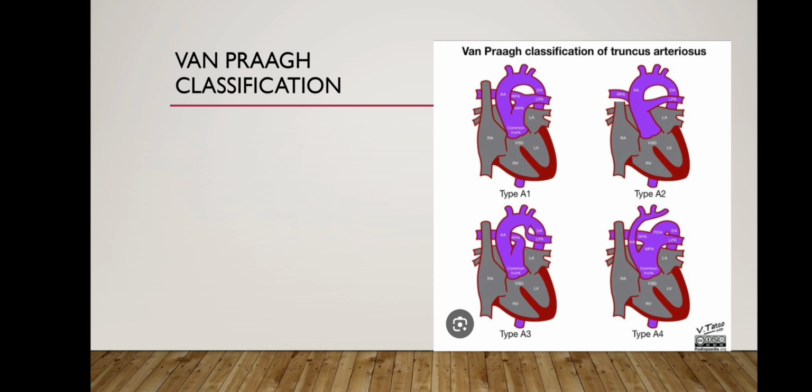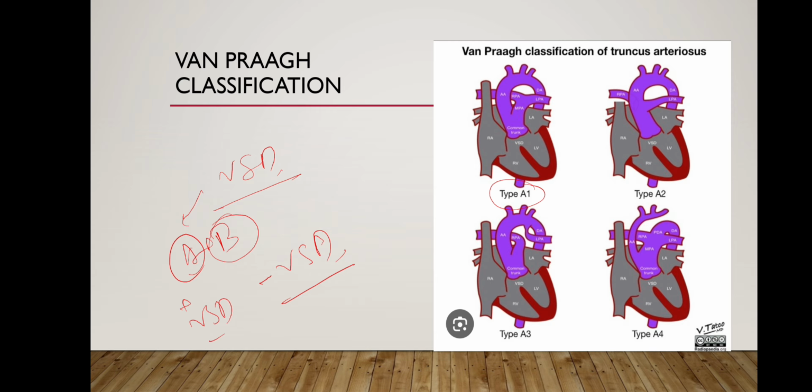Now, one other classification is the Van Praagh classification, based on the presence of VSD. So it is type A and type B. Type A means VSD is there, and type B means no VSD is there. Type A is divided into four types: A1, A2, A3, A4. Type A1 is just like type 1 in the Collett and Edwards classification, in which there is a massive VSD, and the pulmonary artery originates from the common truncus arteriosus.